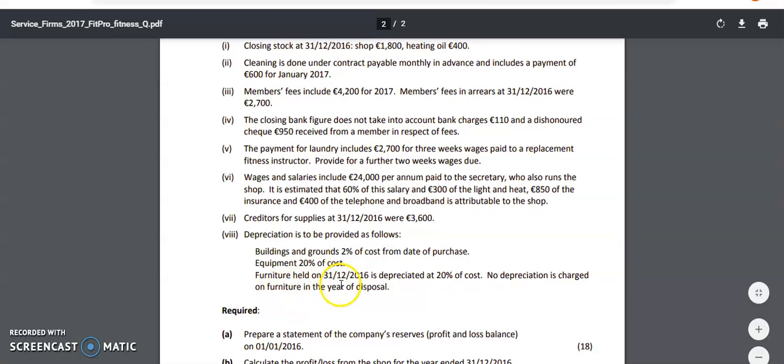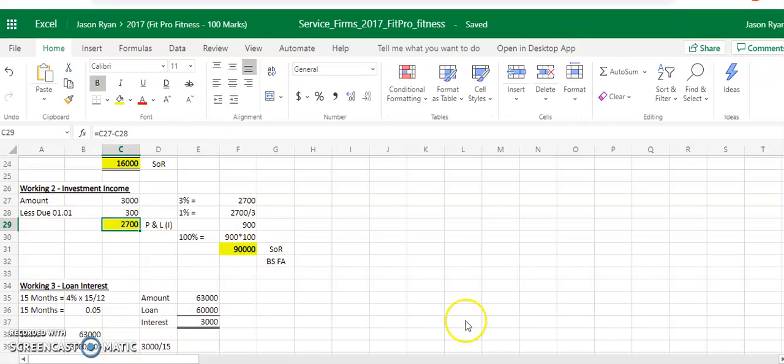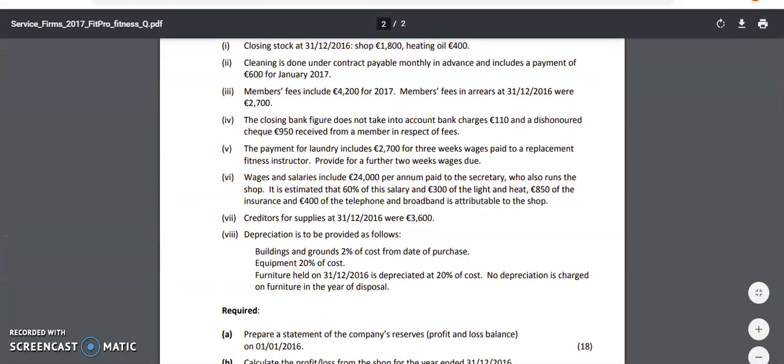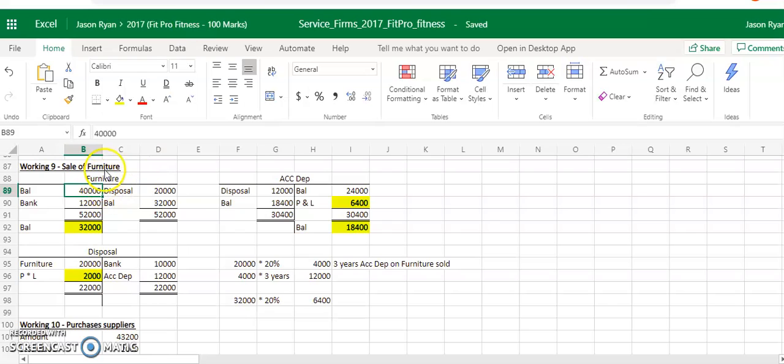Furniture held on the 31st of the 12th, 2015. So you just have to do up your disposal. Your next working is going to be your disposal of your fixed asset, which is your furniture. So you're going to have your furniture account, your cumulative depreciation account, and your disposal account. Your balance of 40,000 is coming straight from the start of the question. We sold furniture that cost 20,000, so we need to reduce our furniture account by 20,000, and that goes into the disposal account to calculate whether we made a profit or loss.